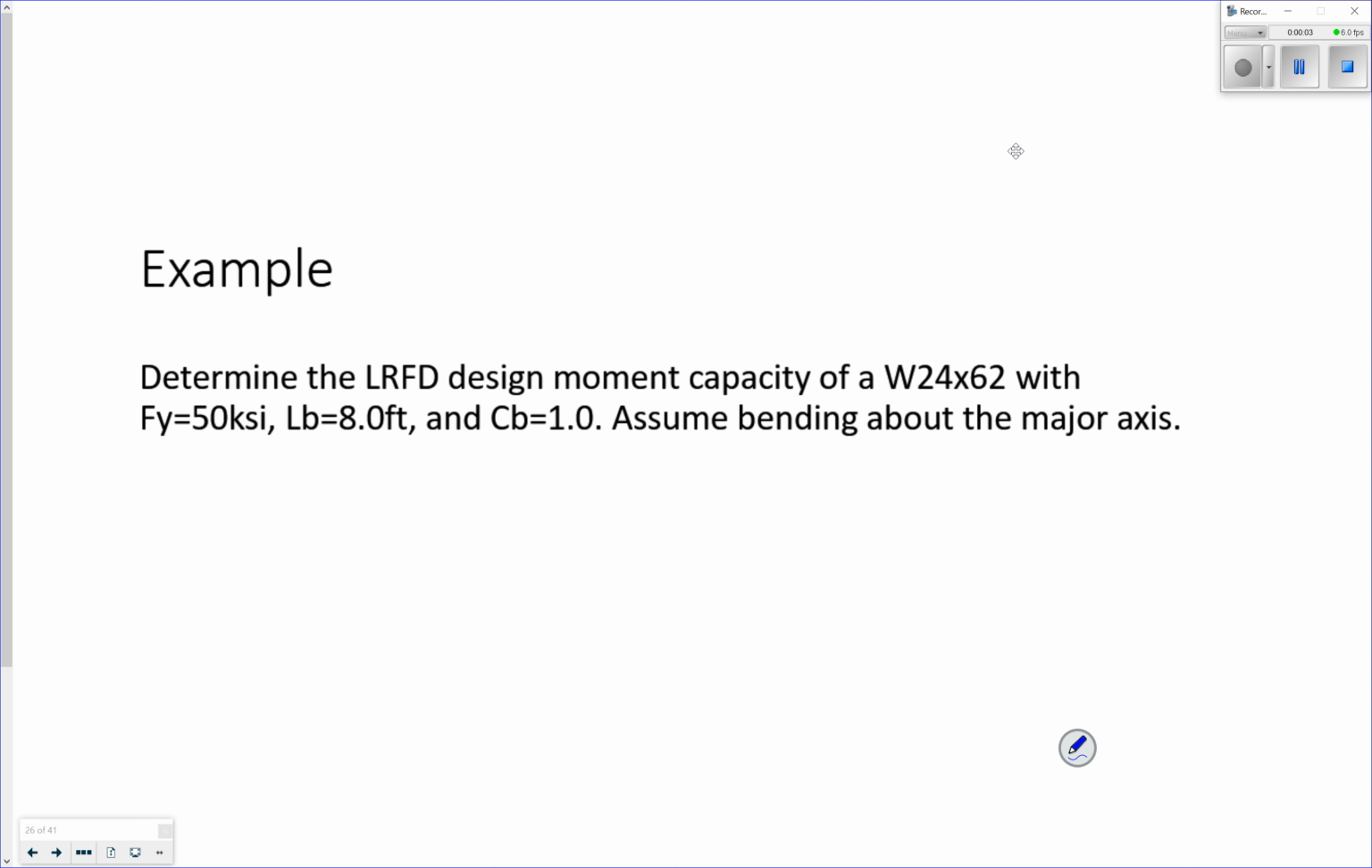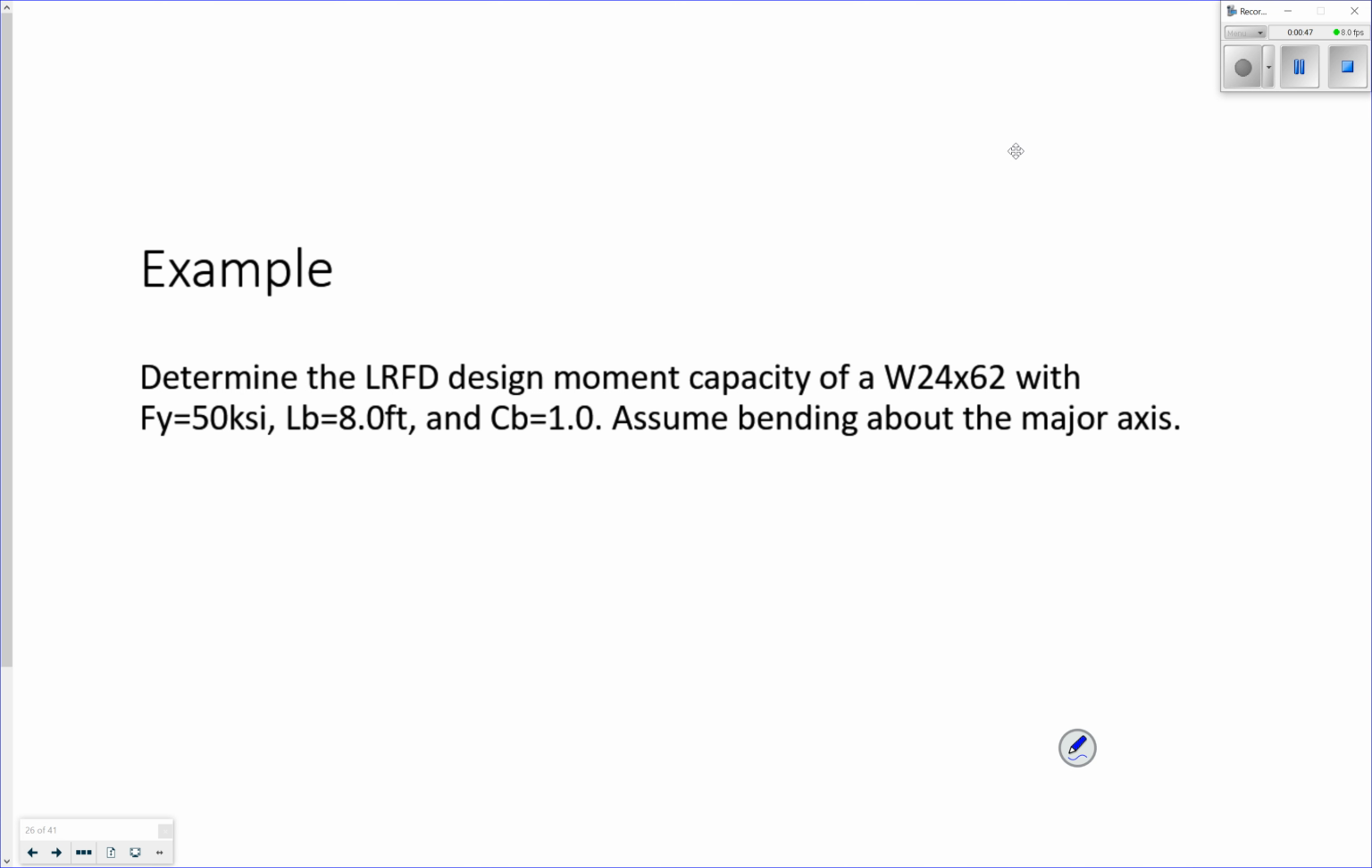Okay, now let's do a design example of a beam, determining the moment capacity of a beam with known quantities. So we have a W24x62 with a yield stress of 50 ksi, an unbraced length of 8 feet, and a Cb of 1.0. We're going to assume bending about the major axis, so the x-axis.